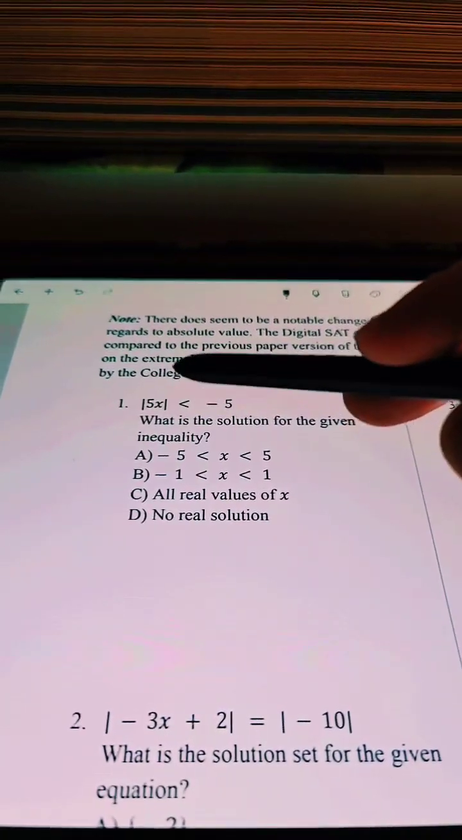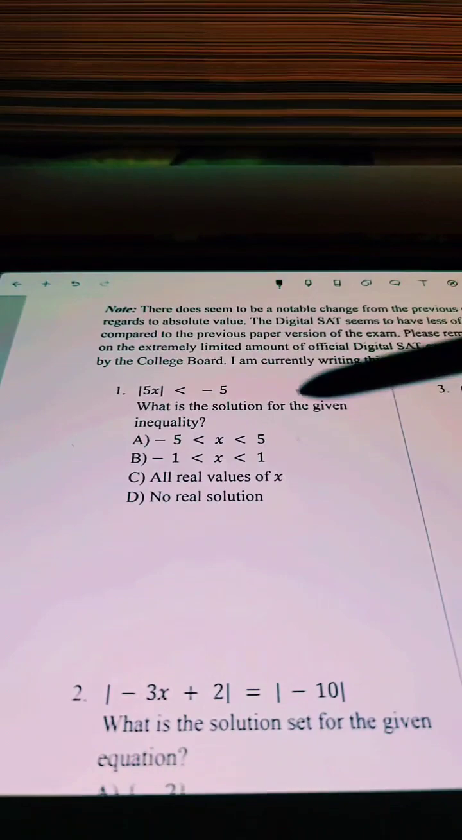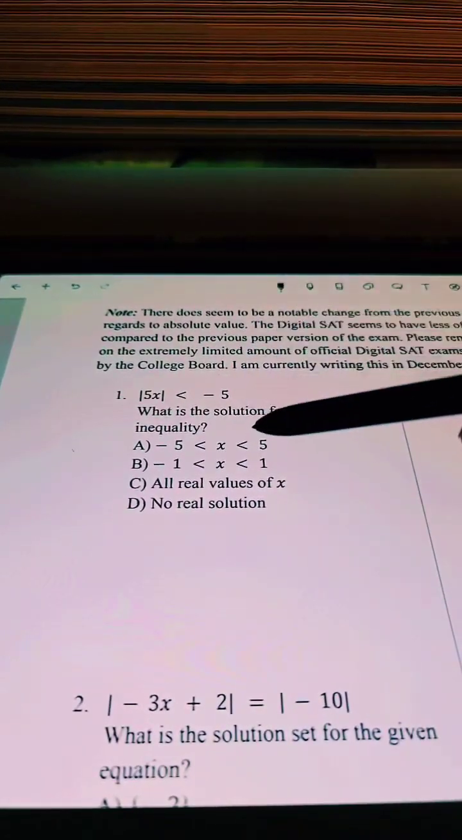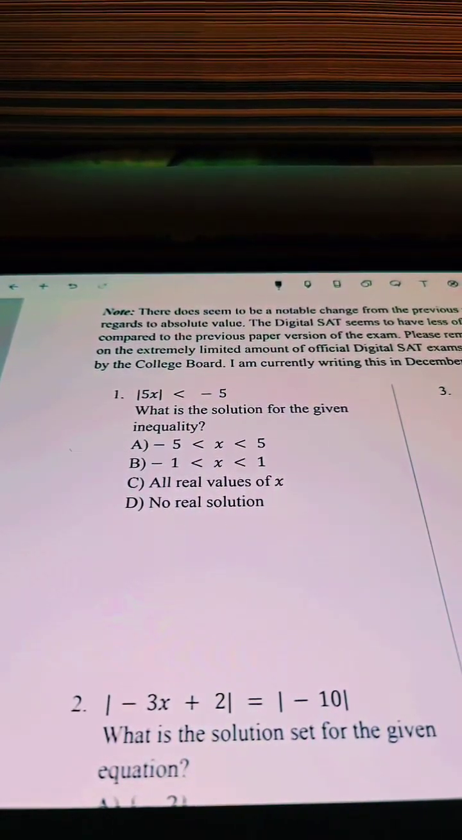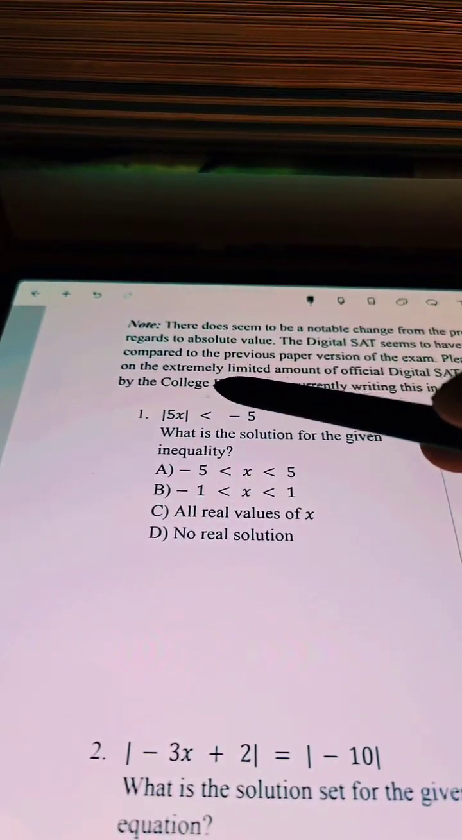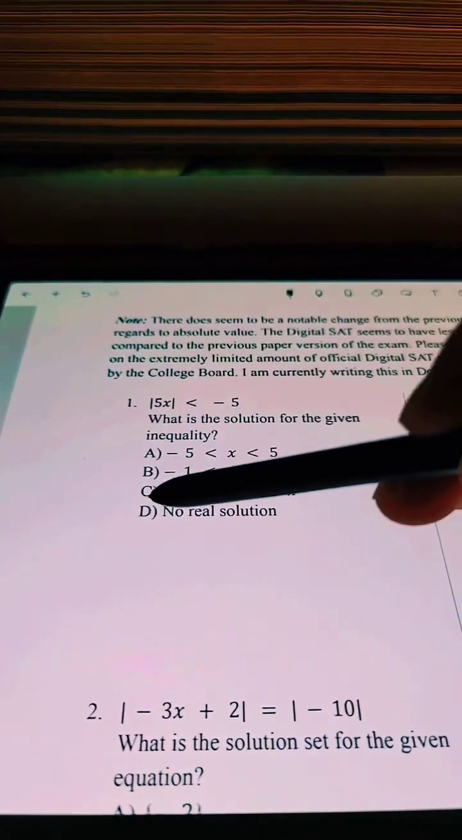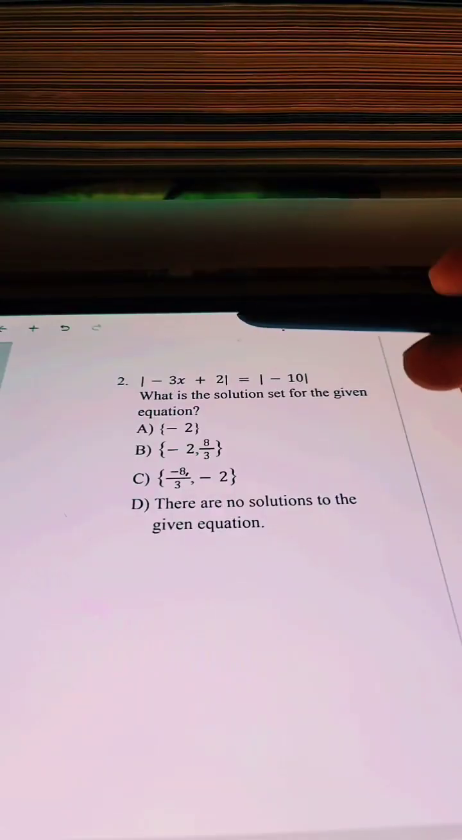So it says we have the absolute value of 5x is going to be less than -5. Now, right away, I don't even have to do any algebra or solve anything, because I know absolute value means that I should have a positive answer. So it's impossible to get anything that's less than -5. So it's going to be no real solution.